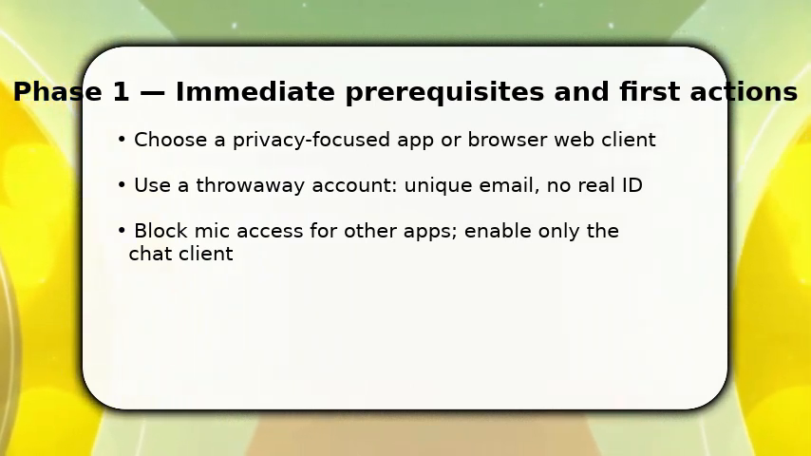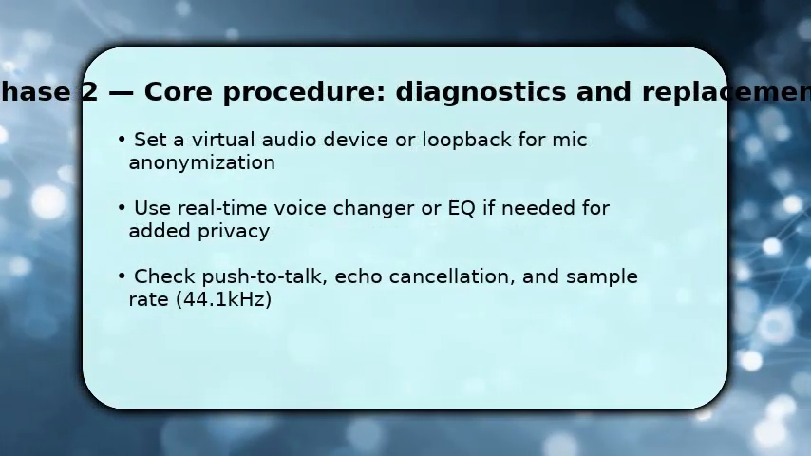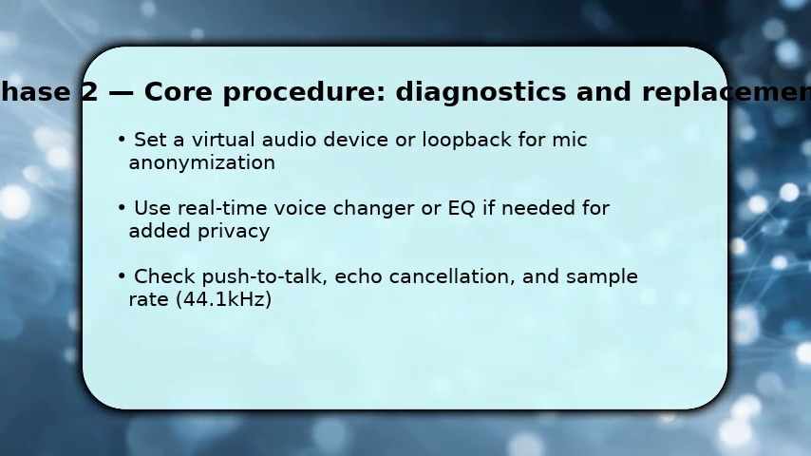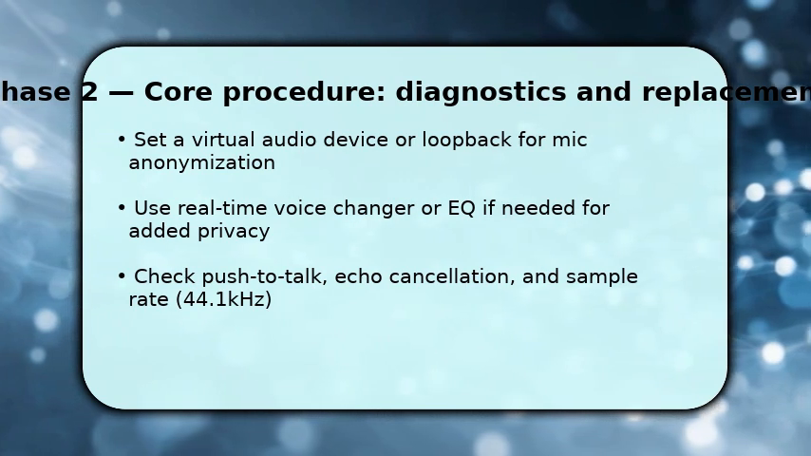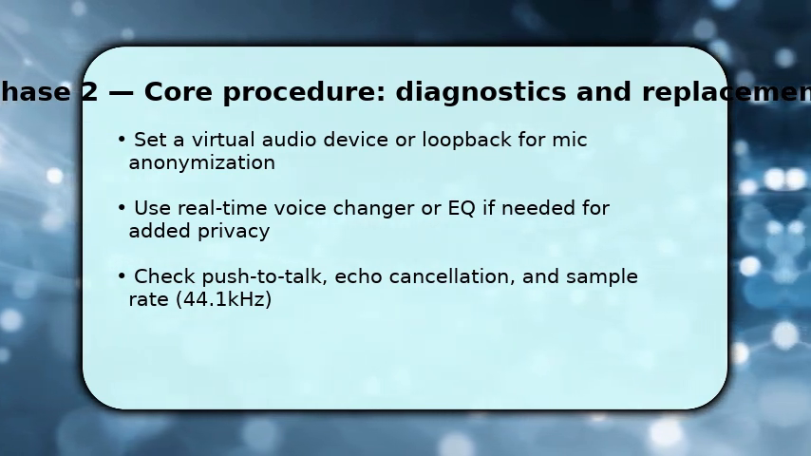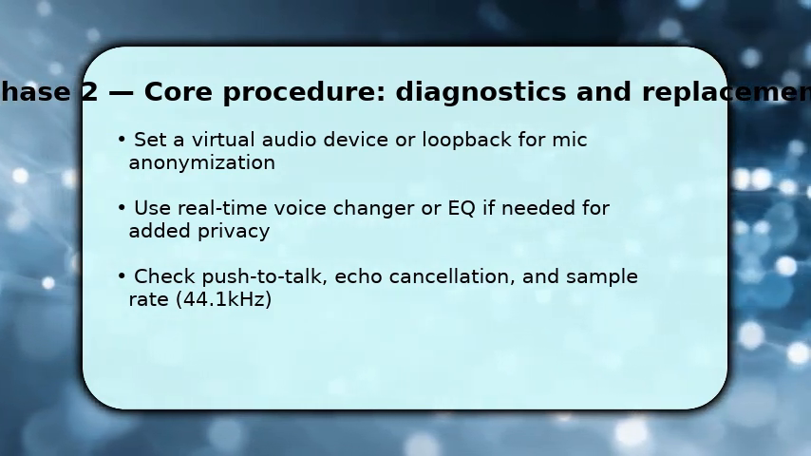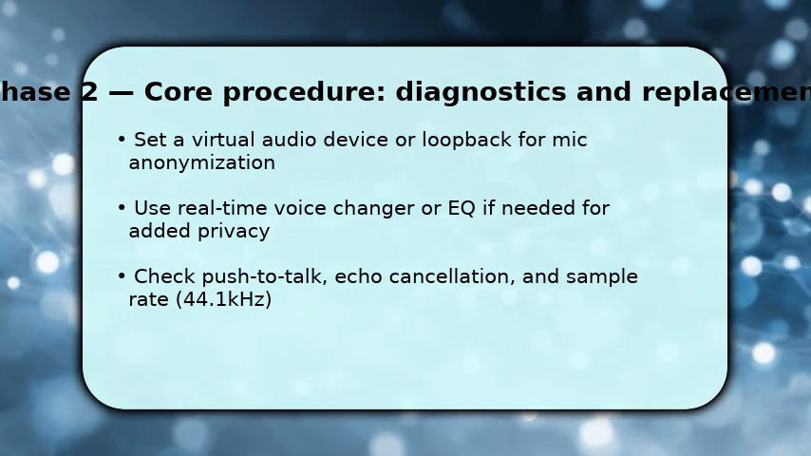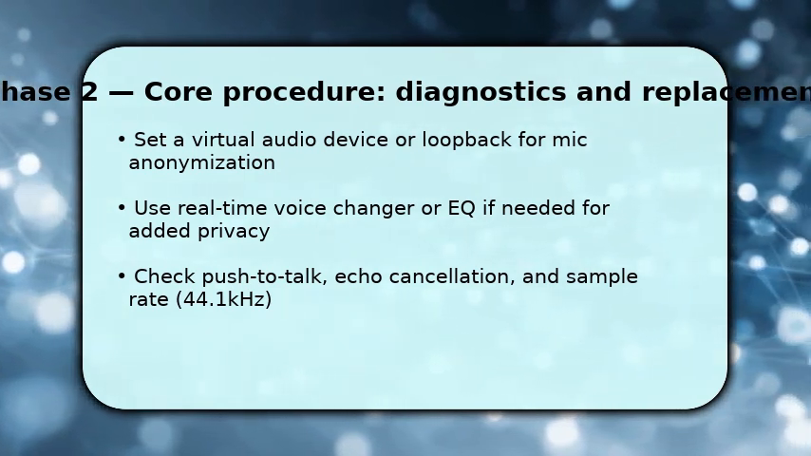Now you set up audio routing so your real voice and system outputs stay separate. Install a virtual audio device or loopback to route mic through an anonymizer or voice changer and adjust sample rate to 44.1 kHz for stable quality.